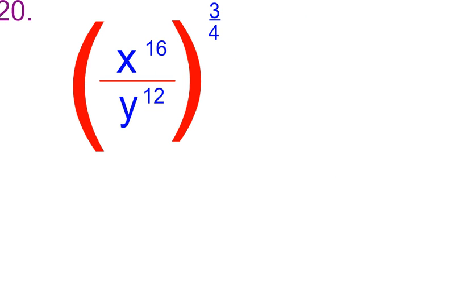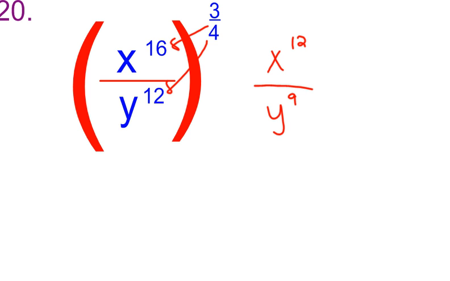Last one. This one again, I would apply my 3/4 to my 16 and my 12, so I take 16 times 3/4, which gives me 12. And I take 3/4 times 12, which gives me 9.